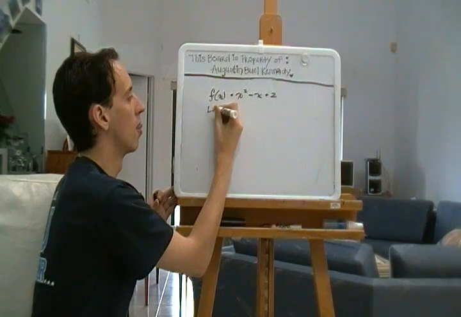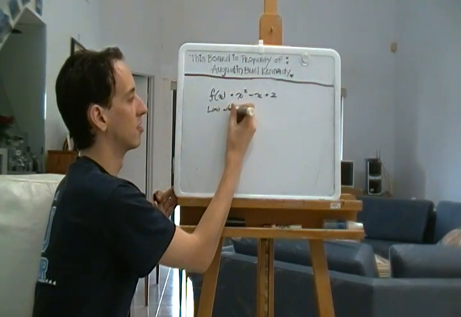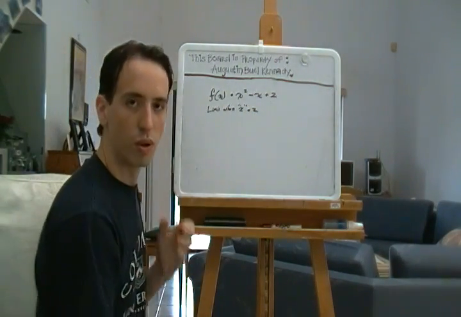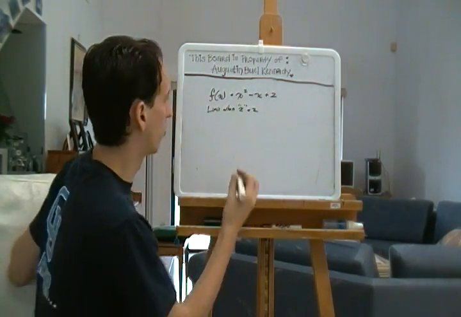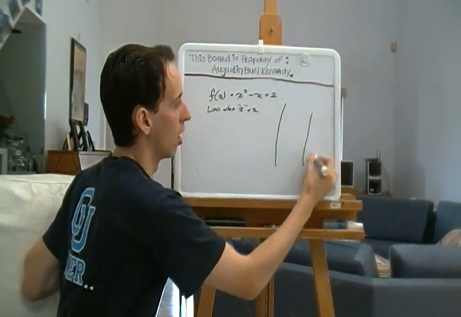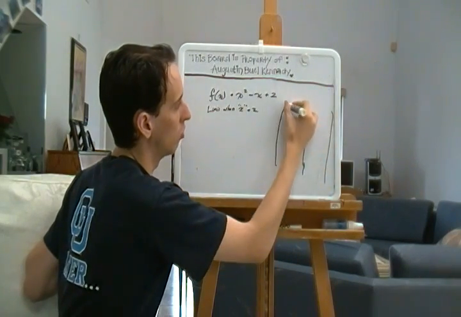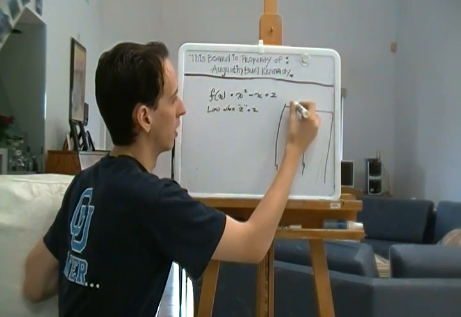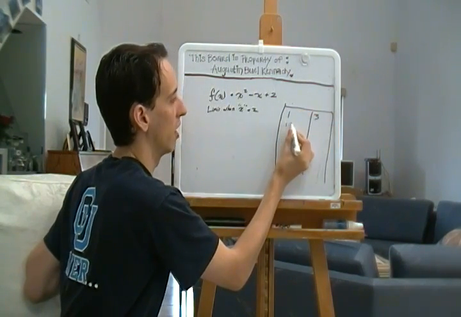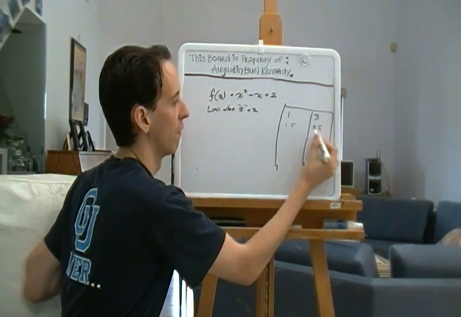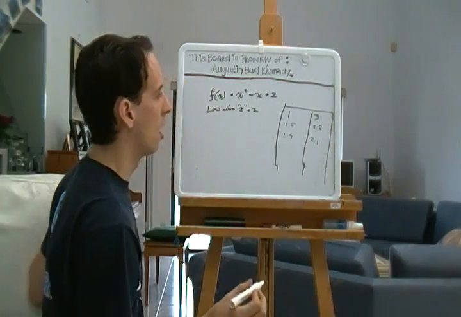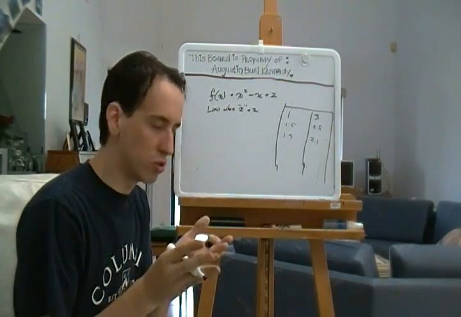Limit when x equals 2. Now the way that we talked about finding this is first we pick two numbers. Let's make a little table here. We'd pick x could be 1, x could be 3, x is 1.5, x is 2.5, x is 1.9, x is 2.1. And we can just keep getting closer and closer.